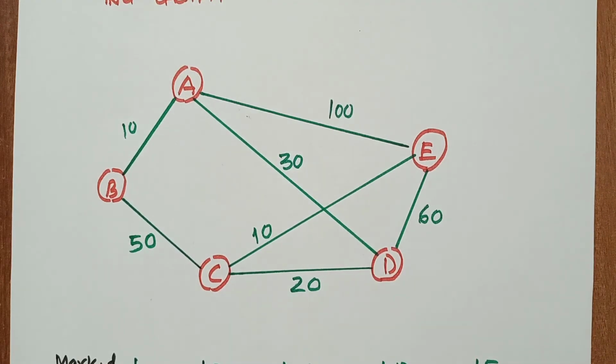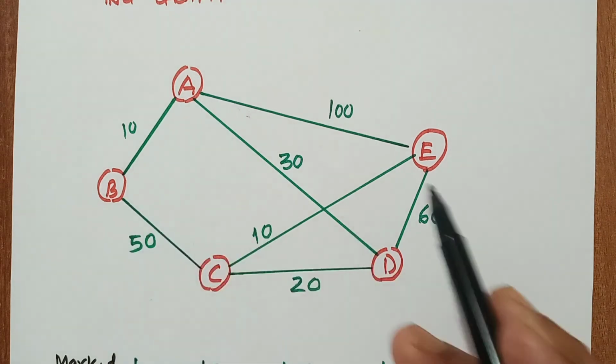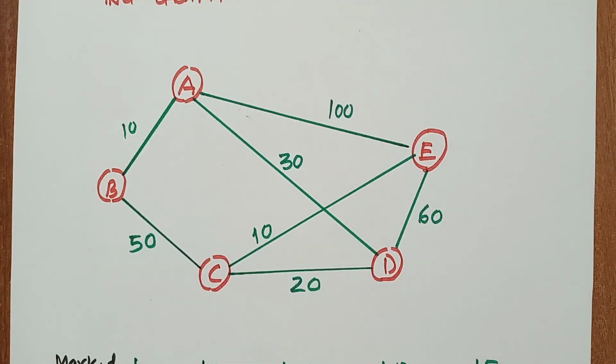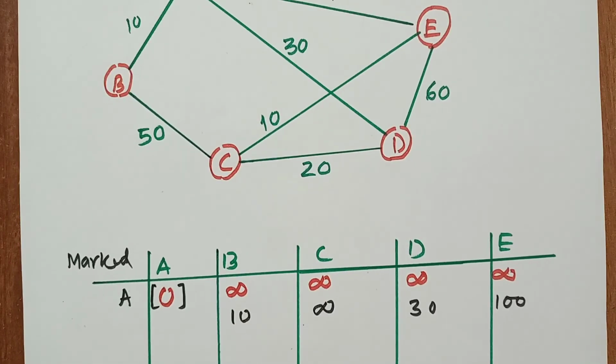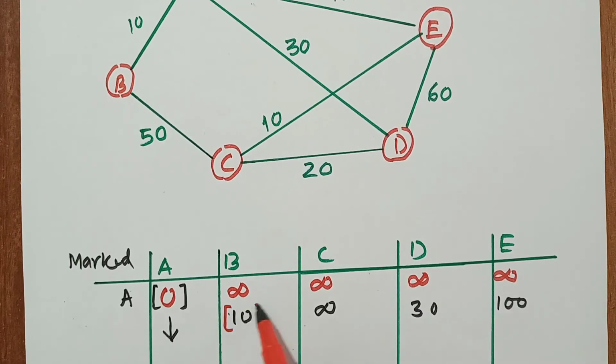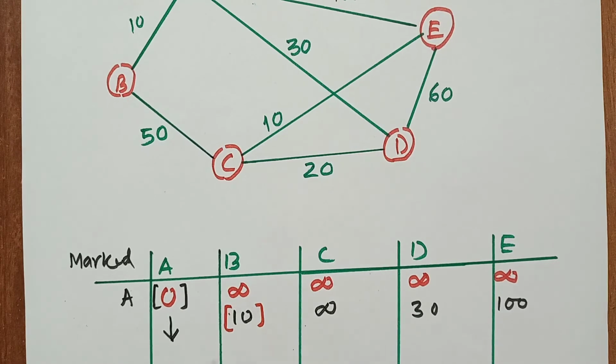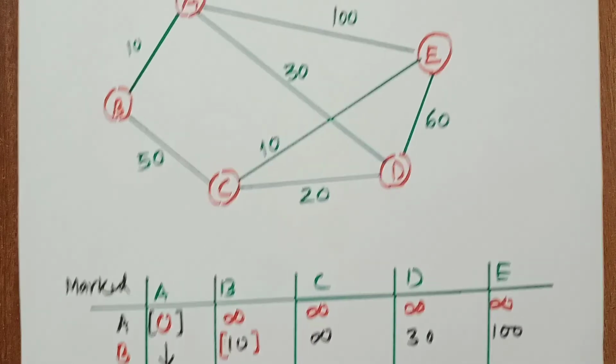Since the remaining vertices are not directly connected, we will write them as they are, infinity. Also, remember we don't touch A because A has been marked. Now see which value is minimum here. So 10 is minimum, so you mark 10. This is the marked value, and the vertex is B, so you write B here. Now you concentrate on B.